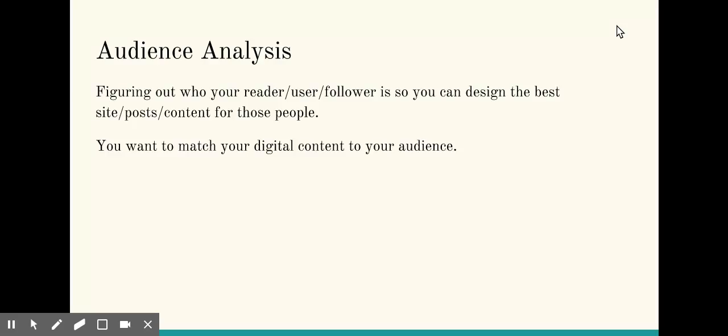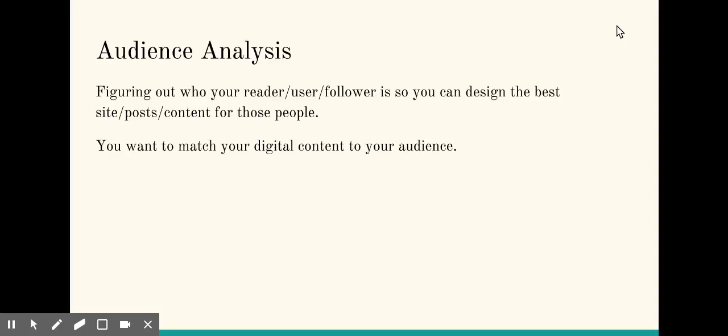Okay, so we're talking about audience analysis today, and like I said, this is going to be a pretty short one. First, what is audience analysis? This is a way for you to figure out who is actually paying attention to your posts, to your tweets, to your pages on your website, and figuring out who they are, what they like, what their interests are, so that you can create content that is a really good fit for them.